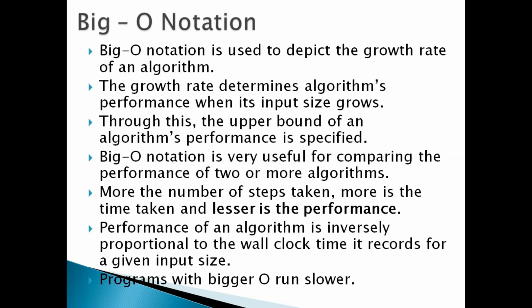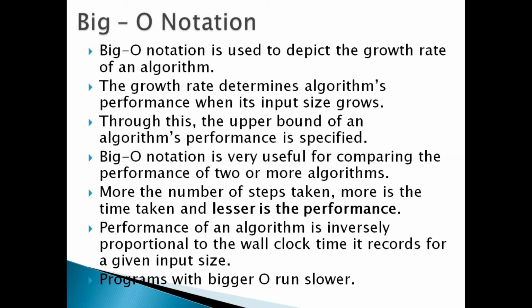Big O notation is very useful for comparing the performance of two or more algorithms. For example, we have the problem of sorting and we have many options: selection sort, merge sort, quick sort, bubble sort, insertion sort. Then we will be comparing the growth rate of all these algorithms and then we will decide which one is the best.